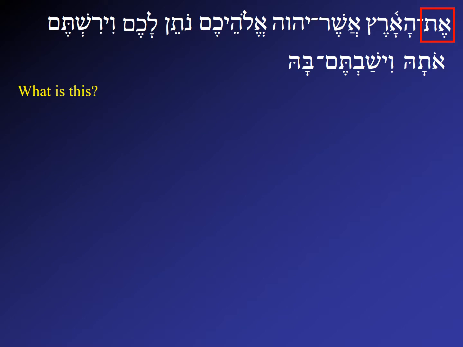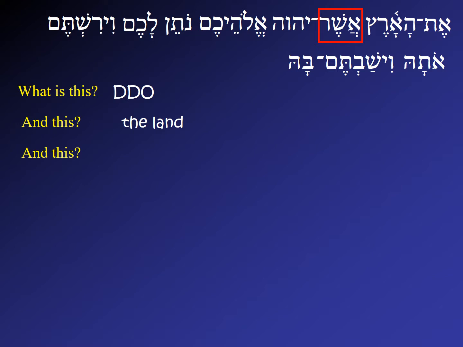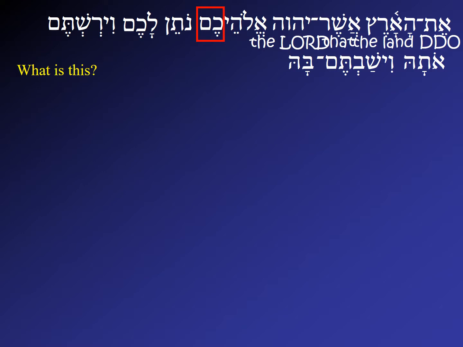Okay, so we can start here at the beginning with et. This is our direct object marker, DDO, the definite direct object. Then haaretz is our familiar noun with definite article, the land, probably here. We have asher, which we know as that, or which, or who. And then Adonai, the proper noun, the Lord. Now, a couple of times in this sentence we have this ending, chem, and so this can either be a possessive suffix or an object suffix.